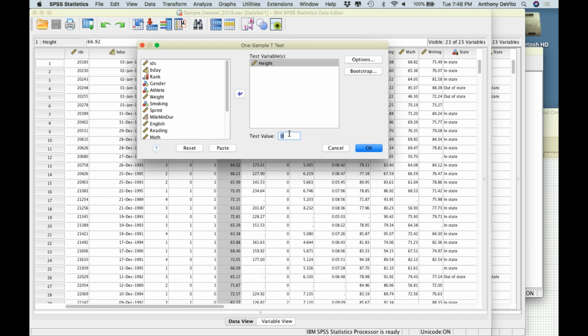So what I've got to put in here is 66. In other words, I'm telling SPSS that the value I want to compare it to, the known mean, is 66. So our null is mu height equals 66, and our alternative is mu height is not equal to 66. I'm going to go ahead and ask it to do this. I could have gone into options and told it the percentage. It defaults to 5%.